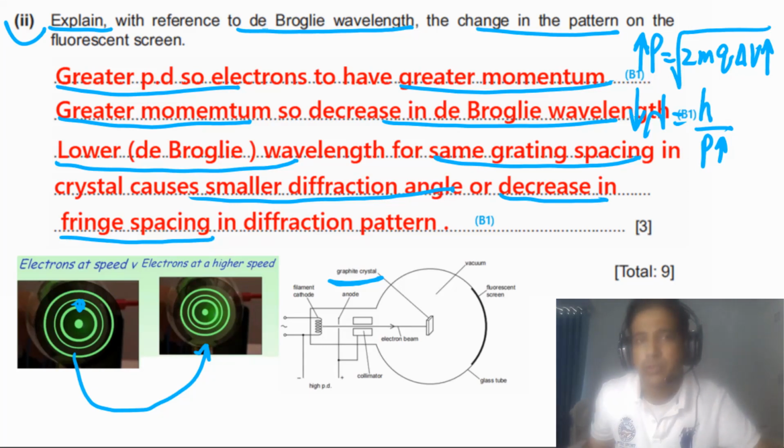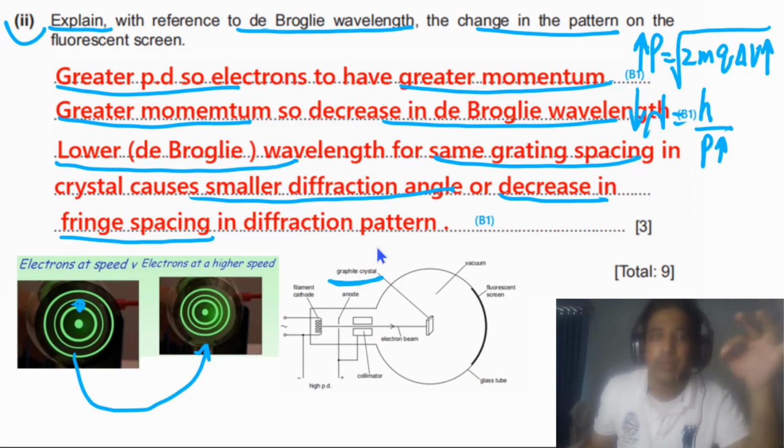So these points you need to write down. These are kind of standard points, so it's good to master them. You can start with this one, momentum, then you can go to lambda, then you can say if lambda is small, fringe spacing will decrease.